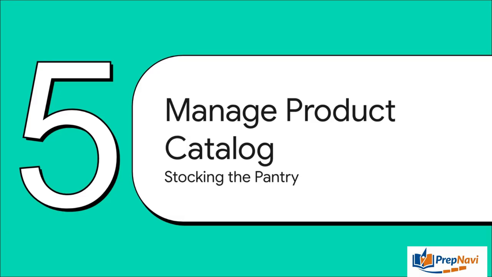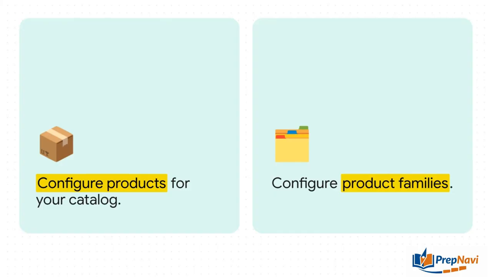And finally, Section 5, Managing the Product Catalog. Let's stock the pantry. It's totally crucial to understand the distinction here. Products are your individual items or services sold to customers. Product families, on the other hand, are groups of related products used for categorization and shared properties. Differentiating between configuring standalone products versus product families is a classic area for tricky exam questions. You really need to know the hierarchy and exactly how properties are inherited.